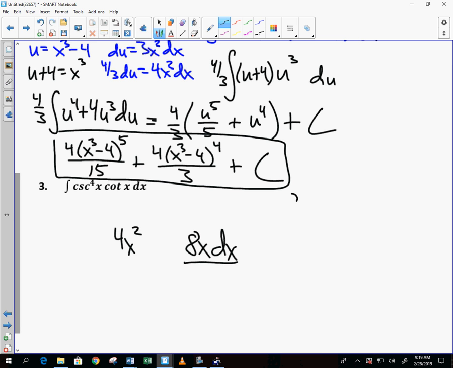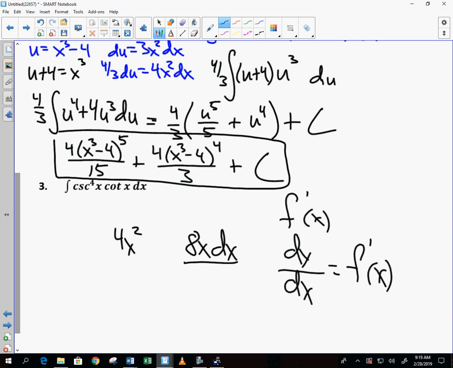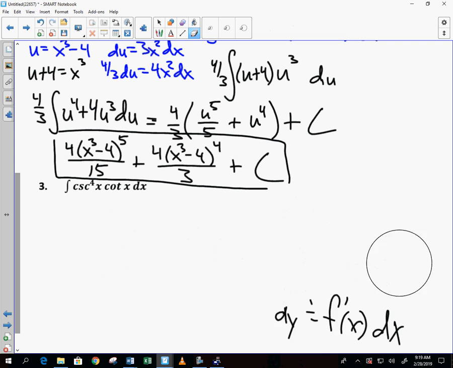There's notation where we use f prime of x. Do you remember we use notation of dy over dx is equal to f prime of x? So when you multiply both sides by dx, you get dy, or the derivative, is equal to f prime of x, which is your 8x, and then we attach a dx. That's another way to think of it. A lot of it's notation, and the notation just gets to be used for different circumstances. Okay?